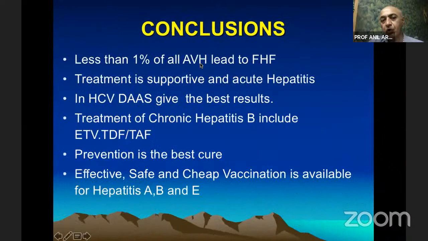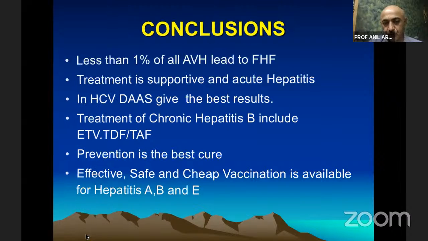Less than 1% of all acute viral hepatitis leads to fulminant hepatic failure, and hence most of the patients with acute viral hepatitis do not need antiviral drugs. Treatment of acute viral hepatitis is only supportive. In patients with HCV, you have direct-acting antiviral drugs, which give you almost 100% efficacy these days. Treatment of chronic hepatitis B revolves around 3 available nucleoside analogs, and prevention is the best way of curing the disease. And luckily, we have a good vaccine available for hepatitis A, B, and recently, a hepatitis E vaccine is also likely to come to the forefront.